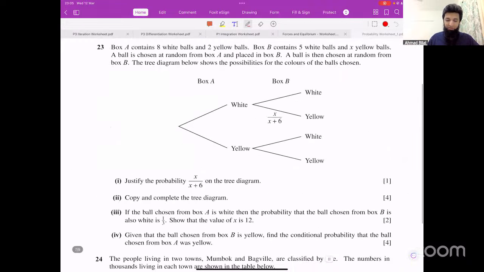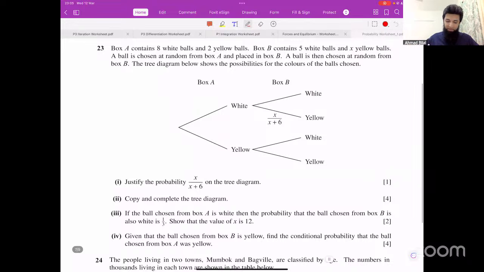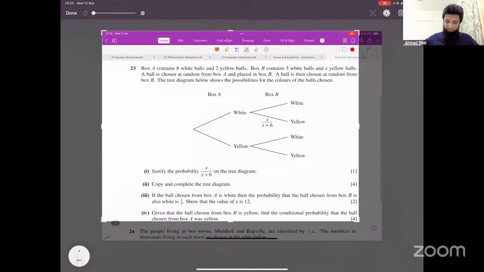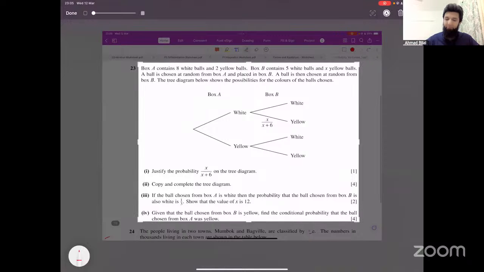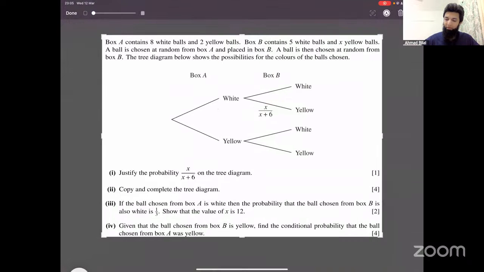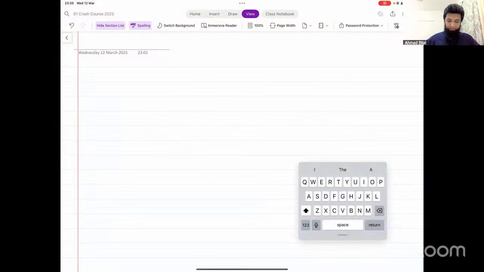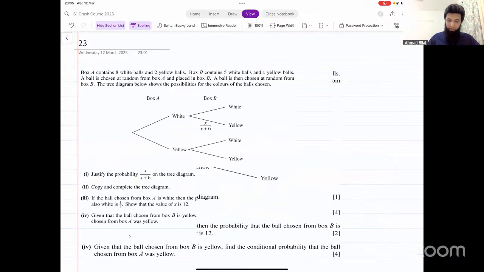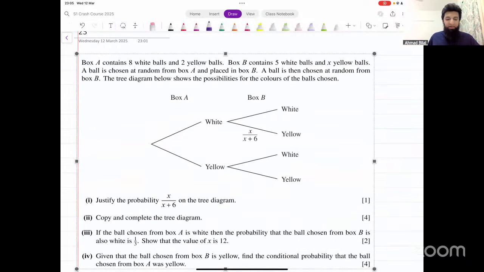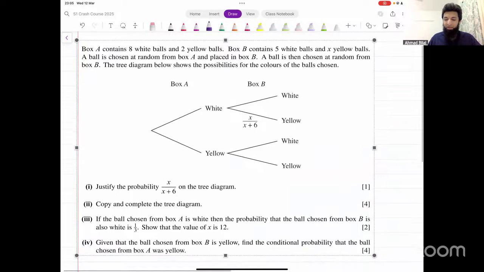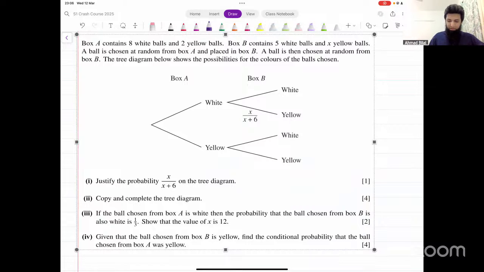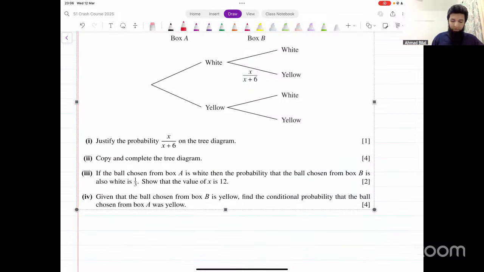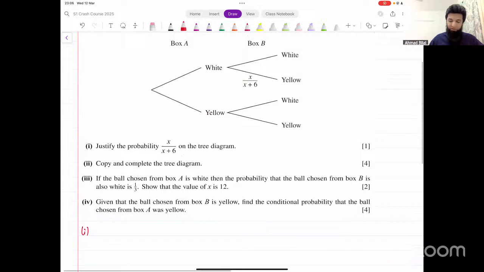This is question number 23 from the worksheet. Let's have a look at this. Question 23 from the worksheet, let's try this. Okay, so it says box A contains 8 white balls and 2 yellow balls. Box B contains 5 white balls and X yellow balls. This is very similar to O-level probability questions, actually, the first few parts of this.